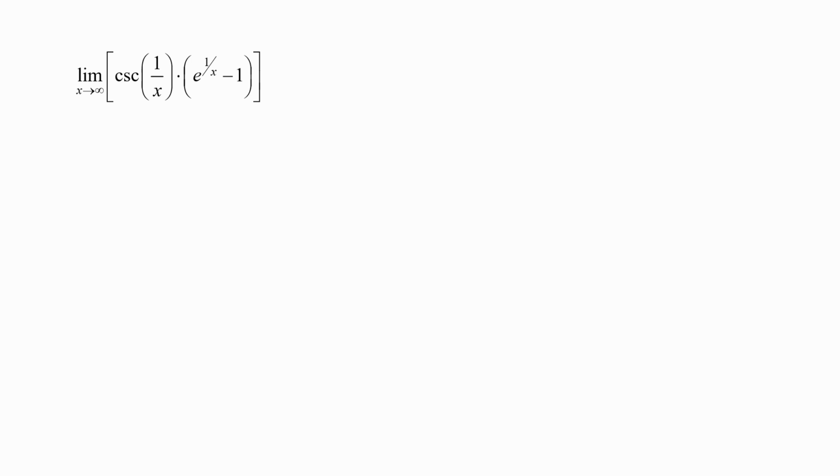In this example, we have to evaluate the limit as x goes to infinity of the cosecant of 1 over x times the quantity e to the 1 over x minus 1. As always, we try direct substitution first. So if we were to plug in x going to infinity, we know 1 over x will go to 0, and we would have the cosecant of 0, and then we would have to multiply that times e to the 0 minus 1.